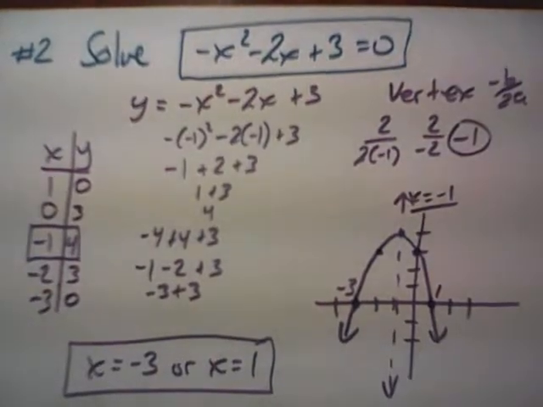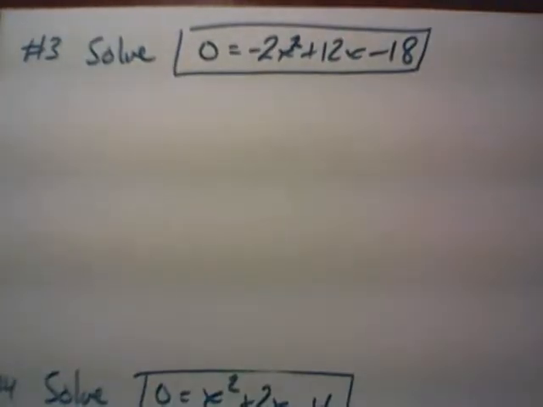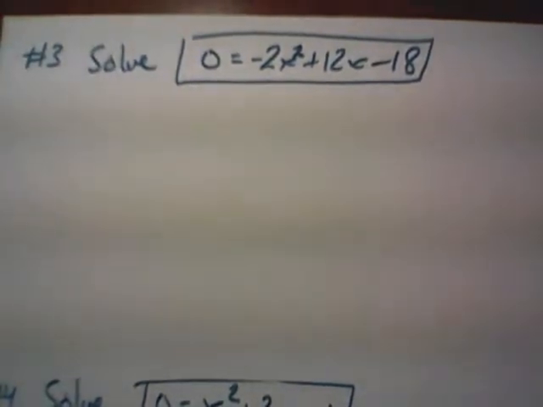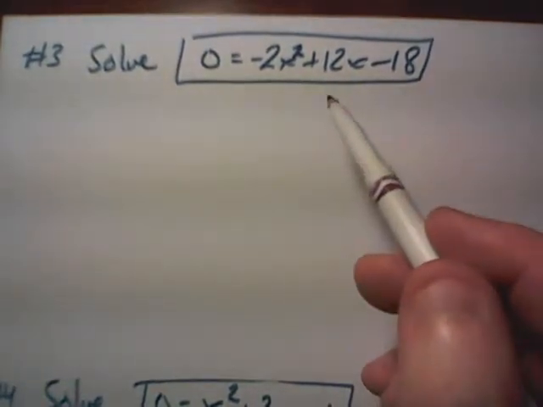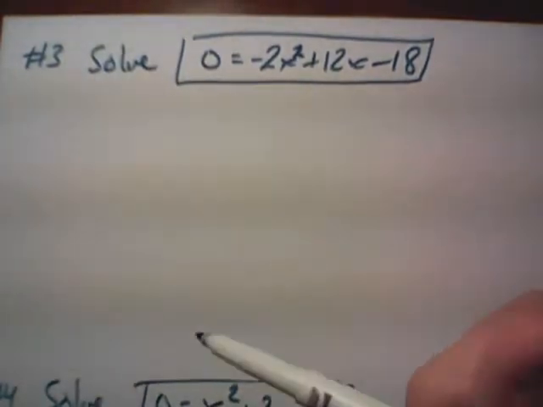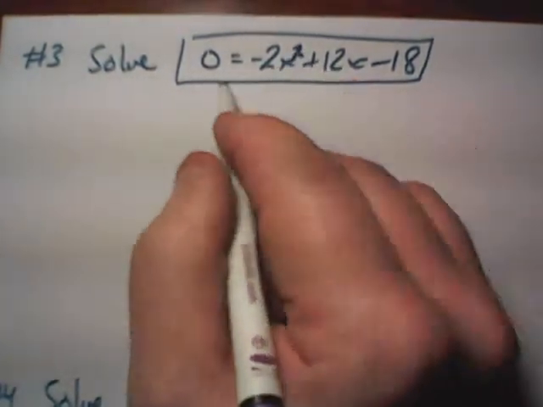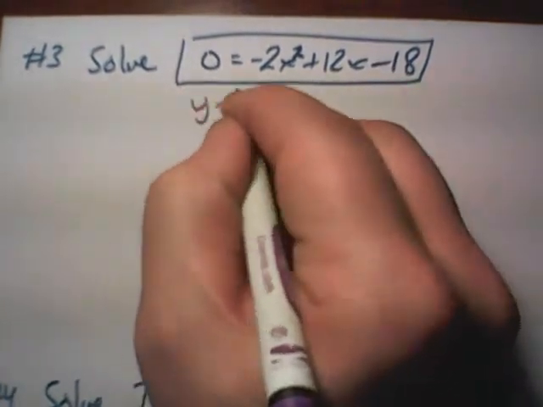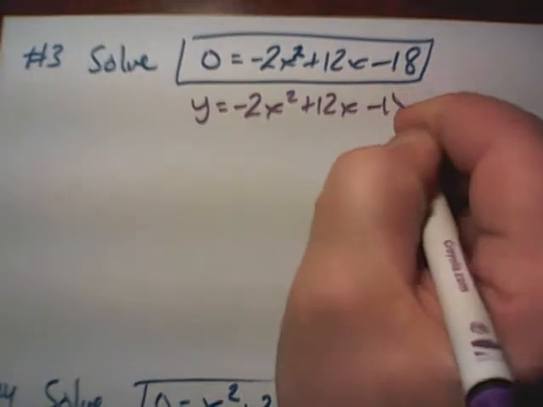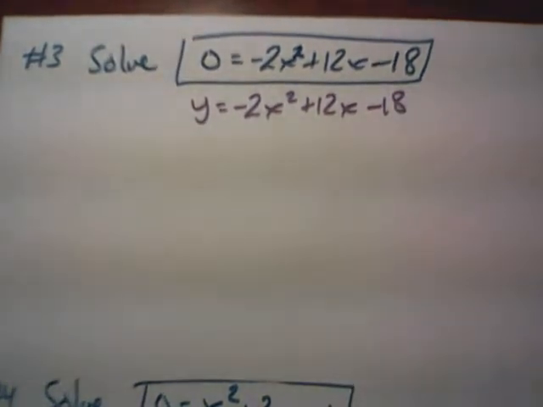Hopefully that's what you were able to come up with on your own. Now, let's take a look at examples 3 and 4 here. Something different happens. In our first 2 equations, we had 2 solutions because the parabola hit the x-axis in 2 different places. That doesn't happen in example 3 or example number 4. So let's talk about this. I'm going to rewrite this as y equals negative 2x squared plus 12x minus 18.